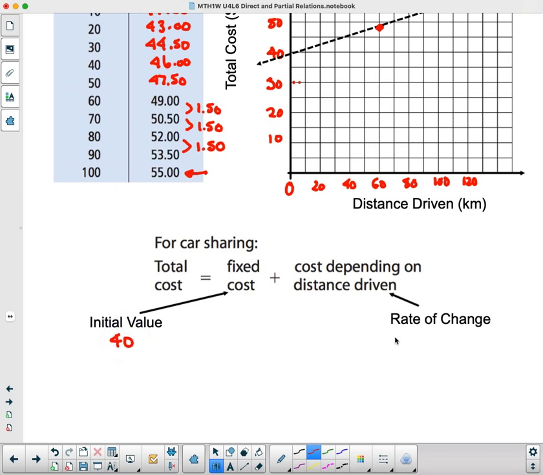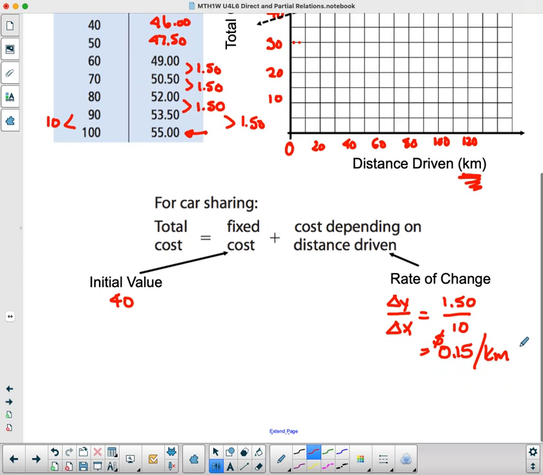And the rate of change is what the y goes up by over what the x goes up by. And in this case, we were going up by 10 every time. And over here, we were going up by $1.50 every time. So this is $1.50 divided by 10, which is 0.15 dollars, which is 15 cents, and that is per kilometer.